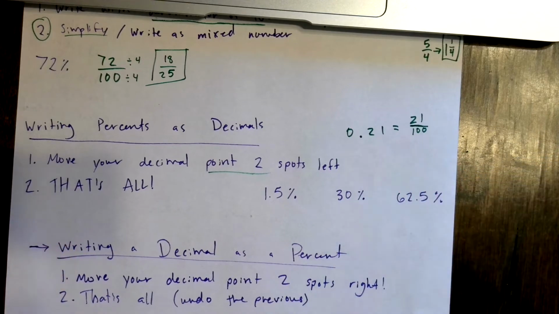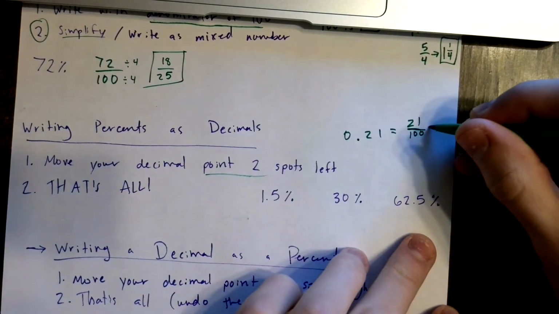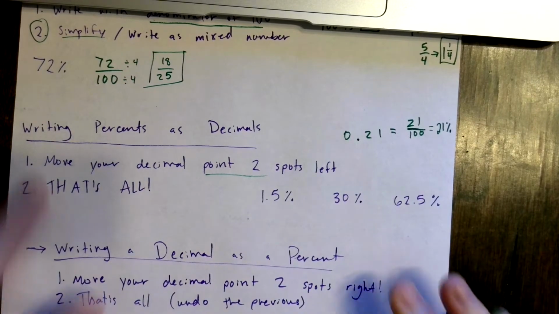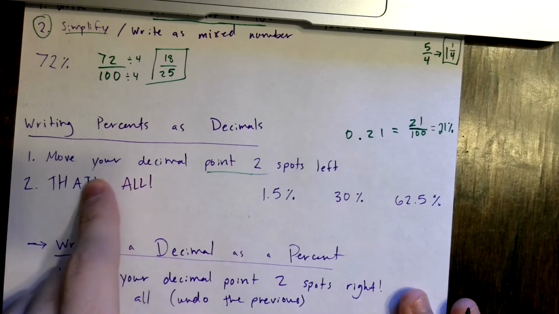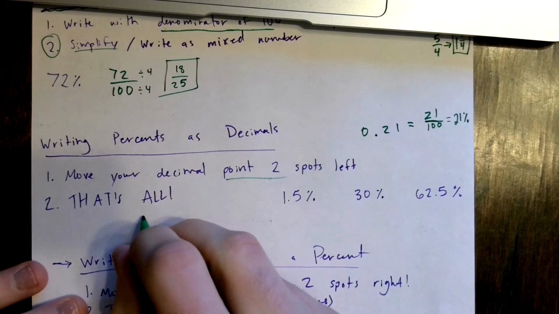But when we're writing percents, we want our numbers to represent this right here, 21 out of 100 or 21%. So let me show you how to do this. There's 2 steps to it. All you have to know what to do is move your decimal point 2 spots to the left. So let's watch with this 1.5%.